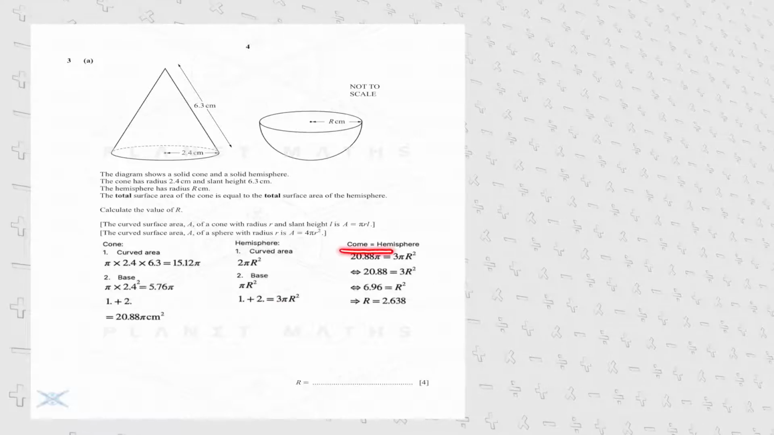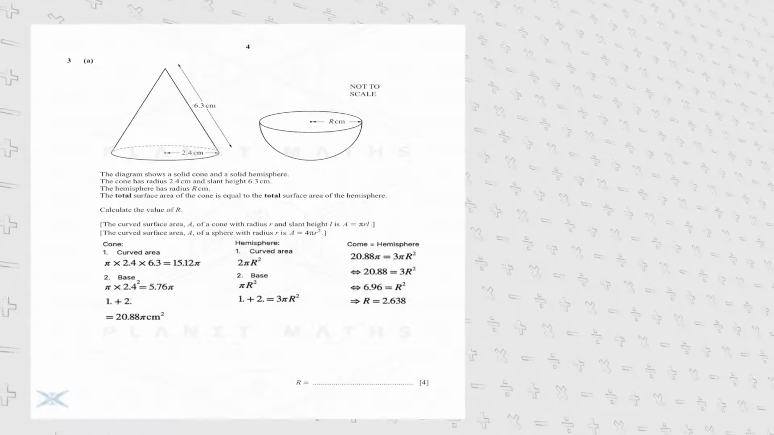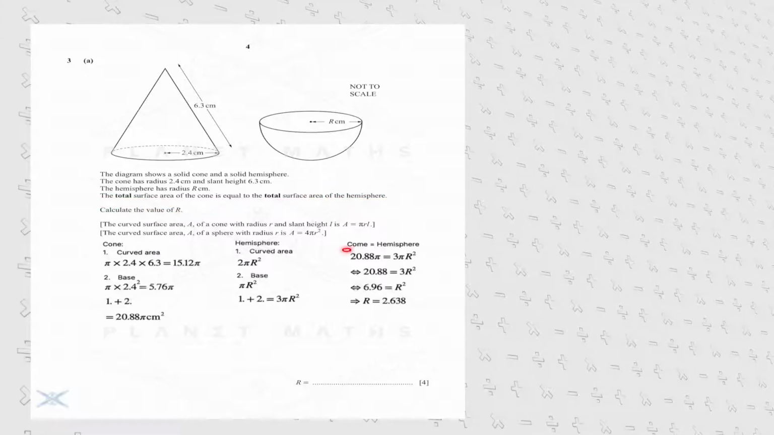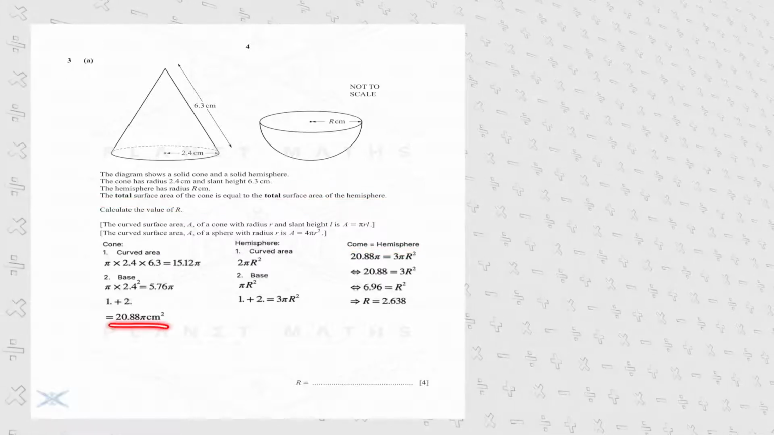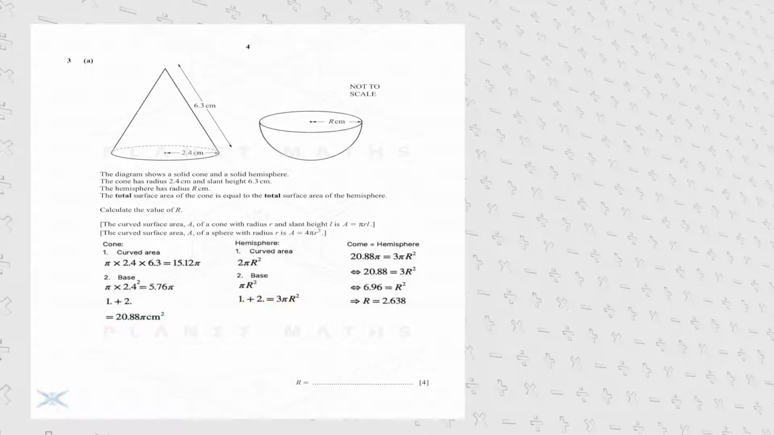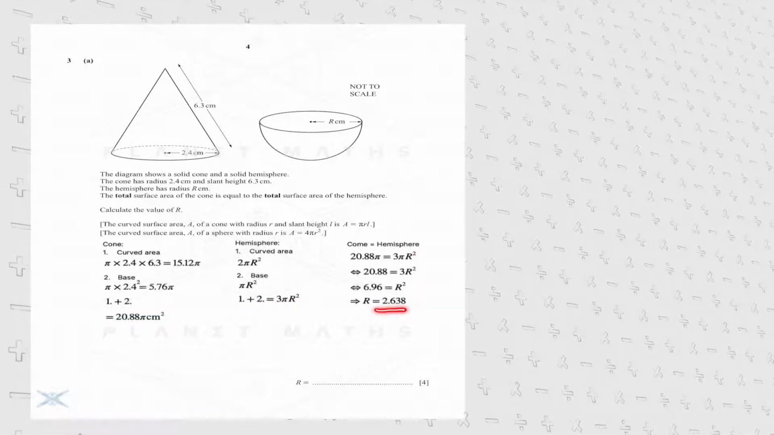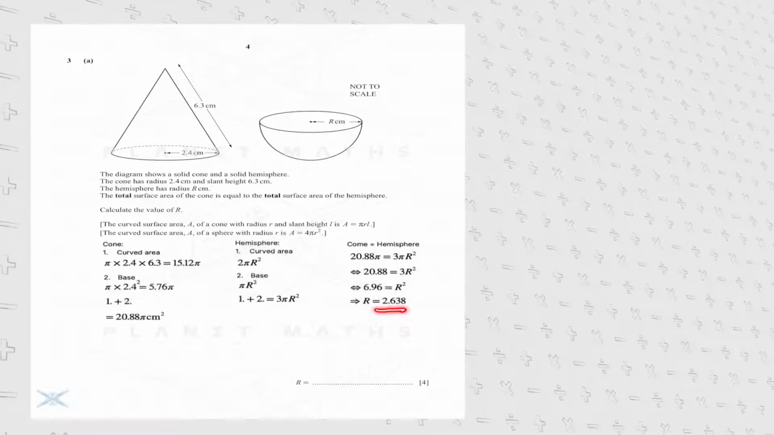In a final step, we will make use of the information that the total surface area of both solids is equal. Therefore, we can equate the aforementioned surface areas with one another and rearrange this equation for R and receive the result that the radius of the hemisphere is 2.638 centimeters.